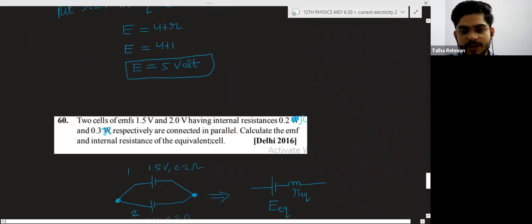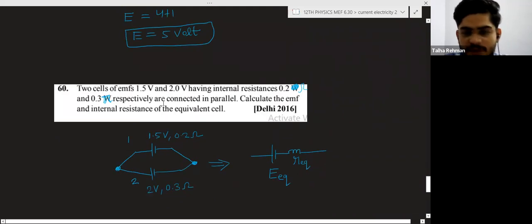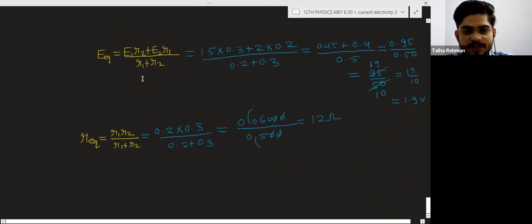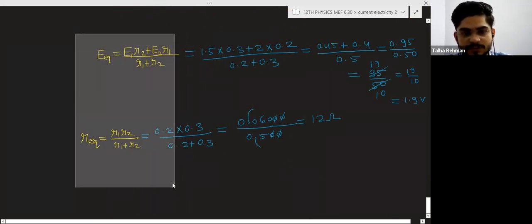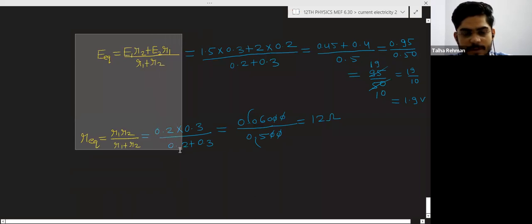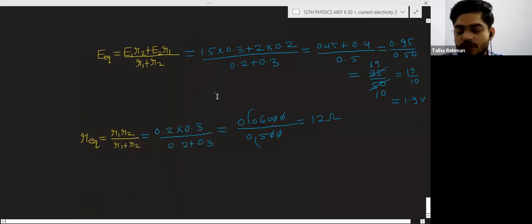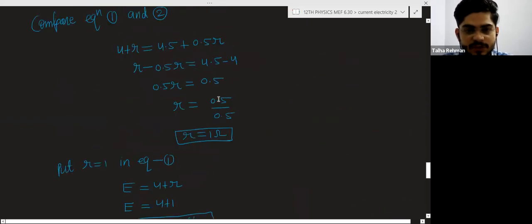So if you want, you can leave this question. This question is not now part of your syllabus. This formula is not part of your syllabus now, because the combination of two unequal cells in parallel is not in your syllabus.